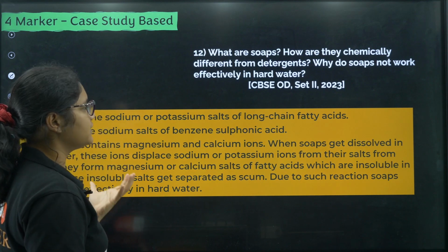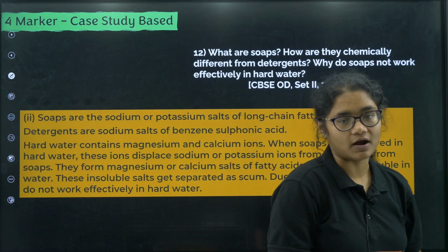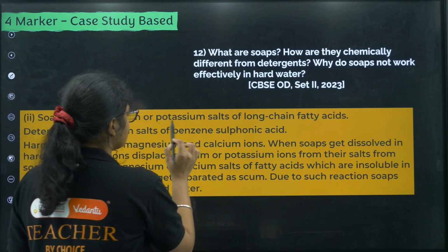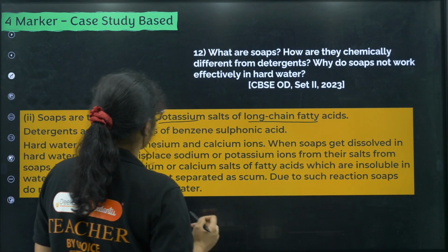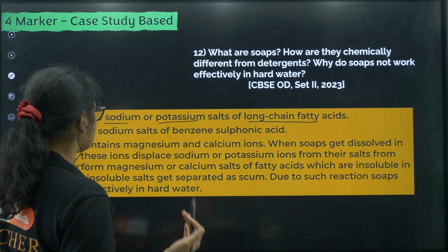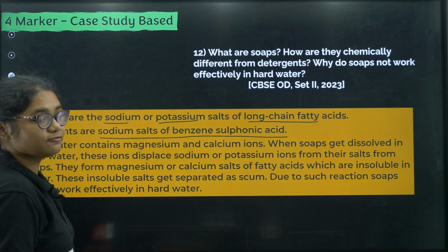Fine, let us do the last question here. What are soaps? How are they chemically different from detergents? Why do soaps not work effectively in hard water? So what are soaps? All of you can tell. Soaps are the sodium or the potassium salts of long chain fatty acids. Okay. And how are they chemically different from detergents? Detergents are the sodium salt of benzene sulfonic acid.